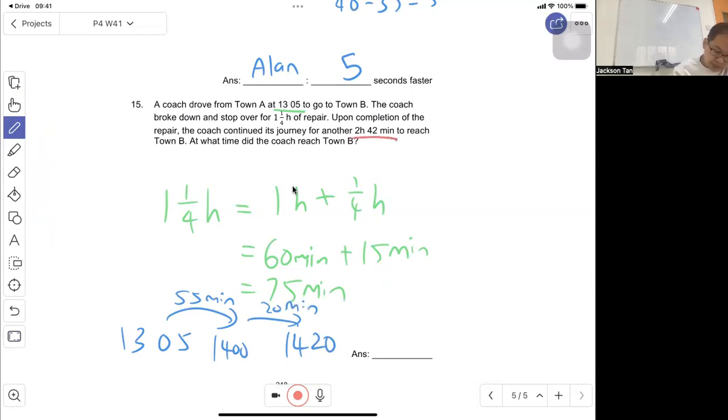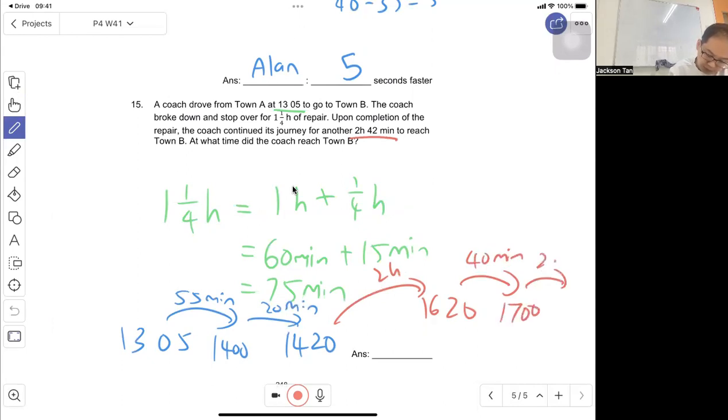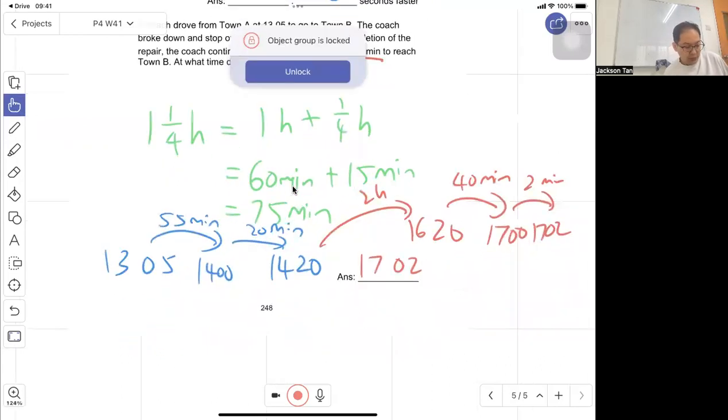Then here, so at 2 hour, 16:20. So that will be 17:00, another 2 minutes, 17:02. Answer is 17:02. So with that, we come to the end.